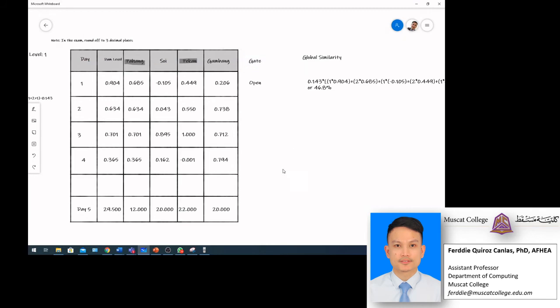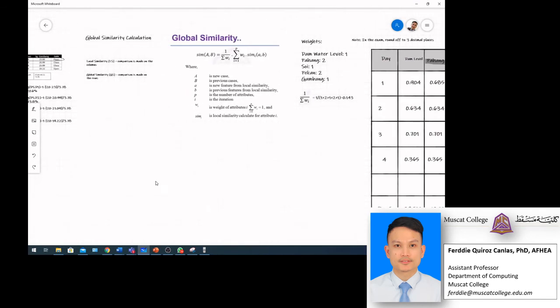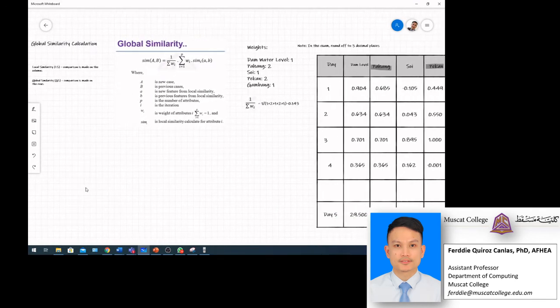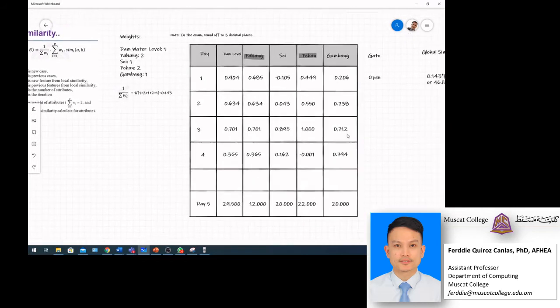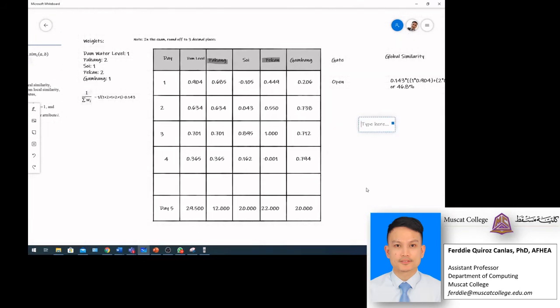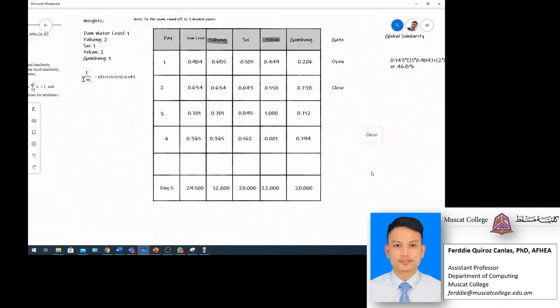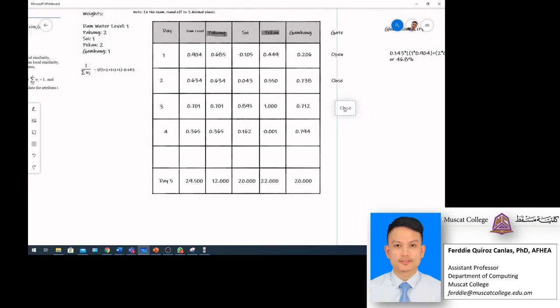Let me just write it for you. Open, close, close, open. Okay. Open, close, close, and paste open.